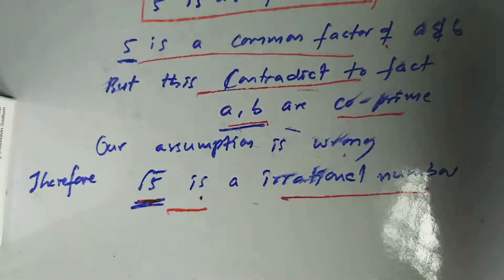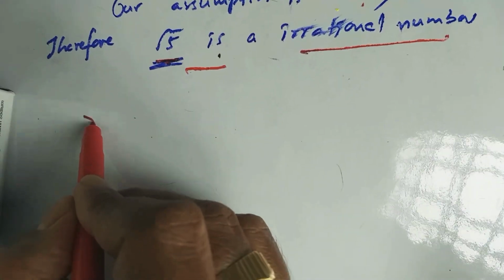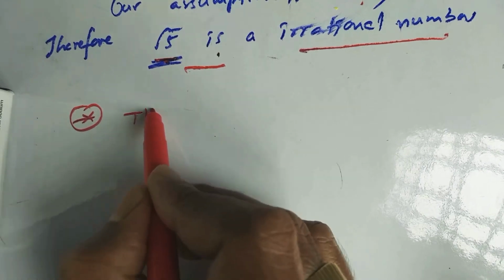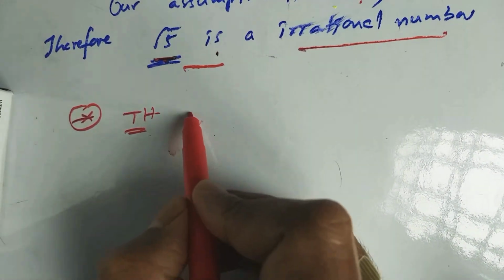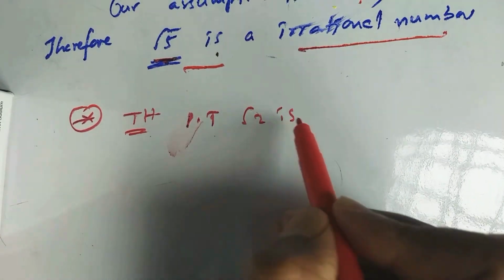Now how can you prove that? In the textbook, in the example problems, one theorem is there: prove that root 2 is irrational.